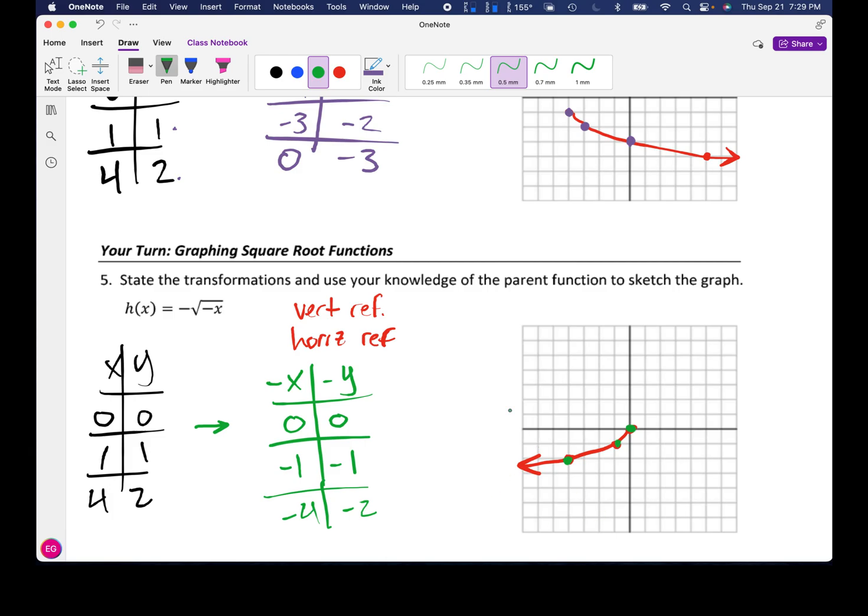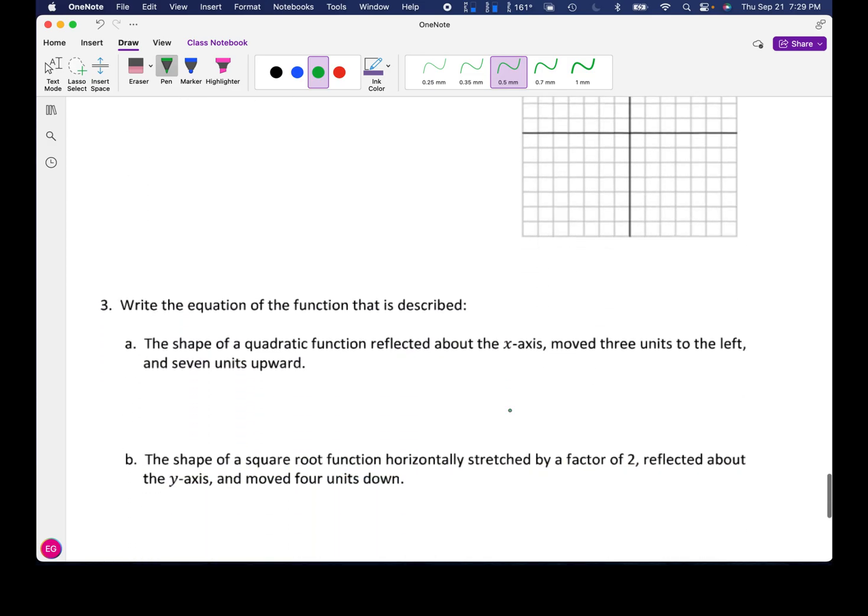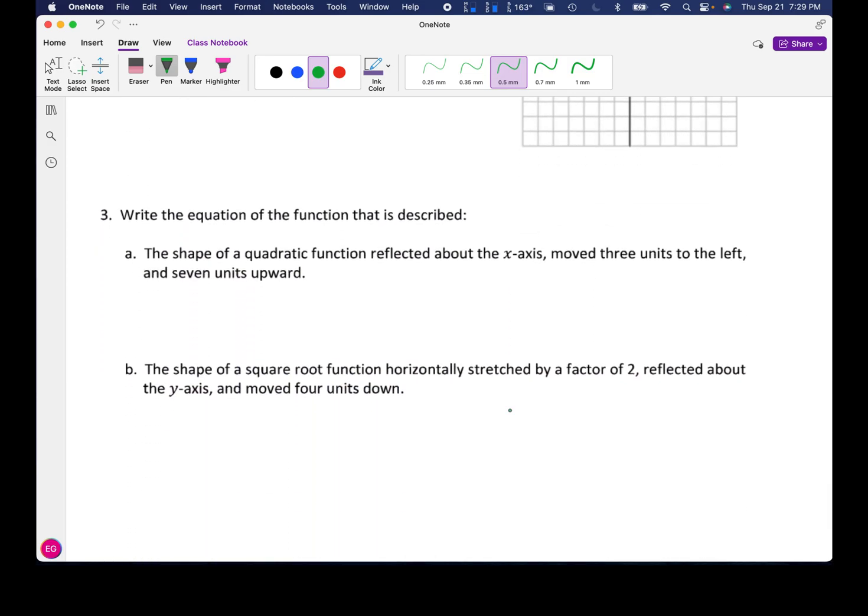All right. So what you got here is optional practice. You can feel free to do this. I'm not going to check it. I would suggest that you try 3A and B. It's kind of building what this would look like. So maybe I'll do one of them with you right now.